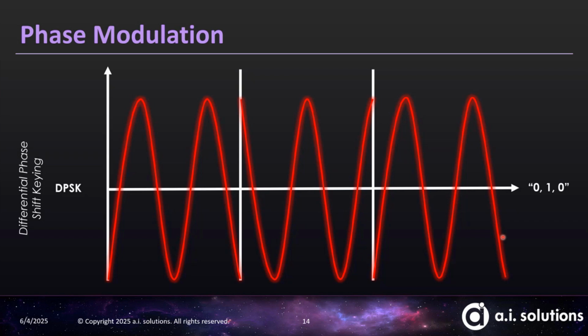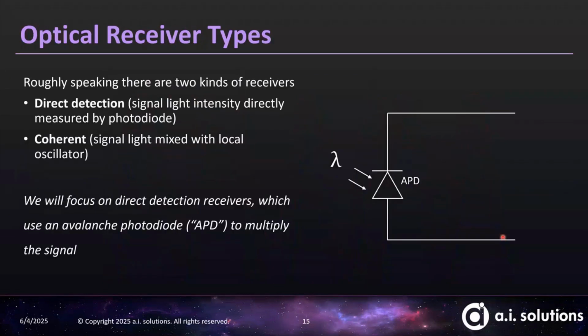And basically, you can just wobble it back and forth, and whenever it flips 180 degrees, then you're sending a different data point, a 1 or a 0. So this is just a simple example of that. In terms of types of receivers, there's a number of these.